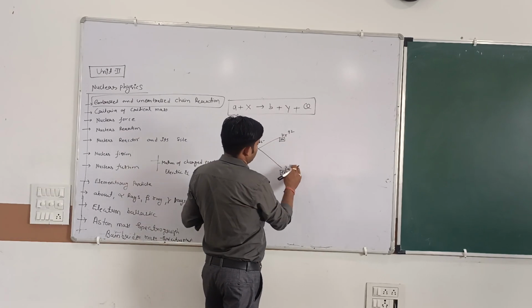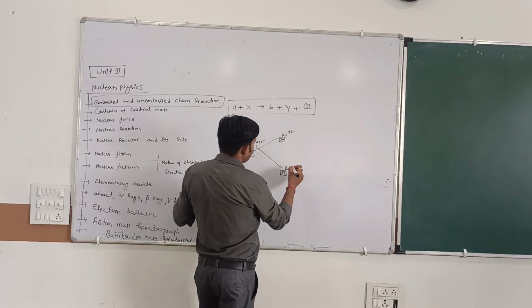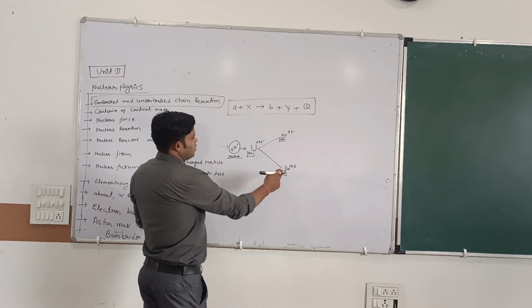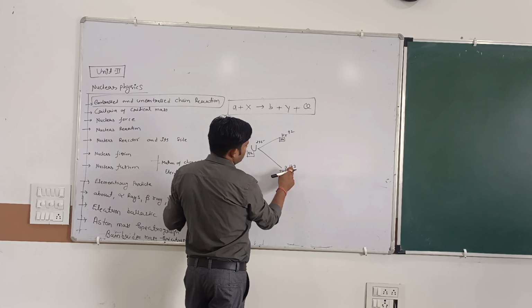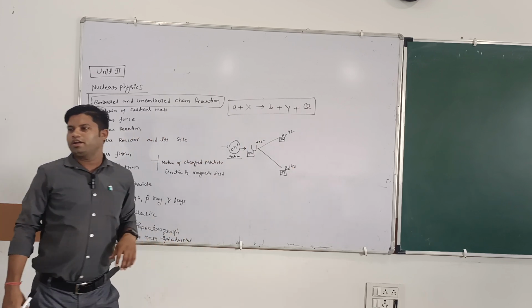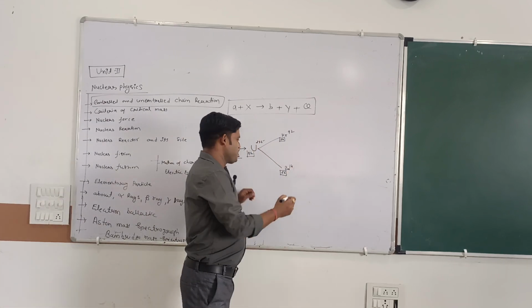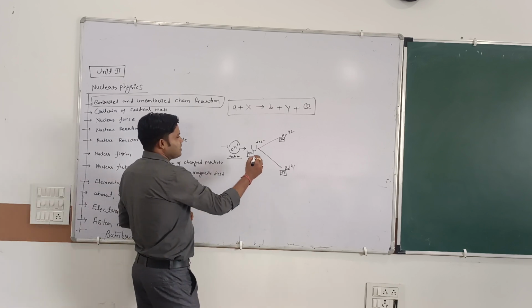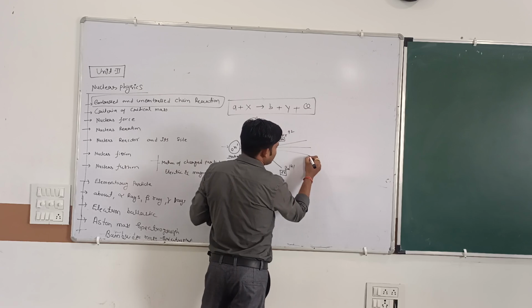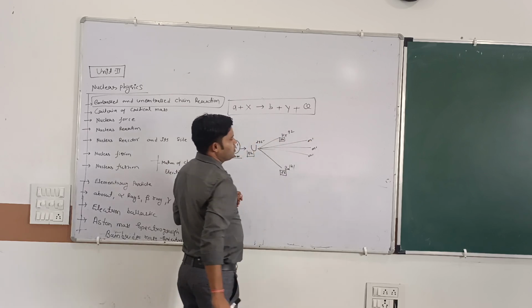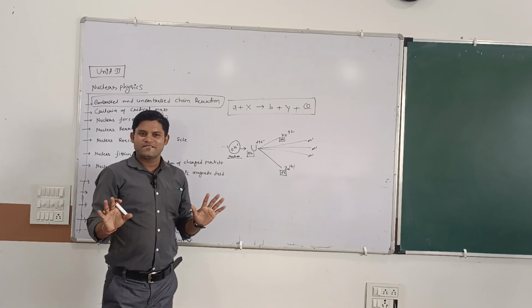Barium 1 4 1, done. 141 is correct because the reaction releases free neutrons. Okay, correct.